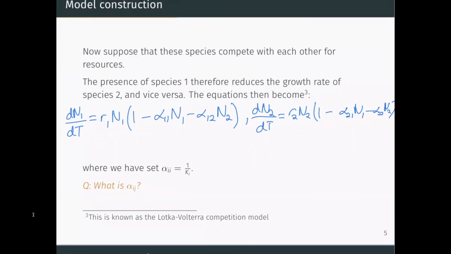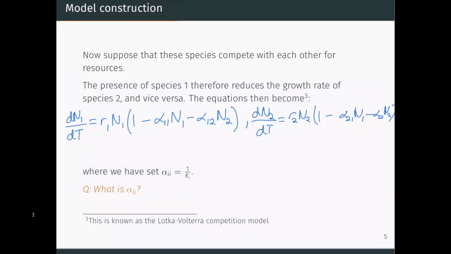Okay, so the question here at the bottom: what is this alpha ij? This represents the per capita effect of species j on i. In other words, the strength of competition. And this is a very famous model. It's known as the Lotka-Volterra competition model. Not to be confused with the Lotka-Volterra predator-prey model that we'll be talking about later on in the course. This is the Lotka-Volterra competition model.